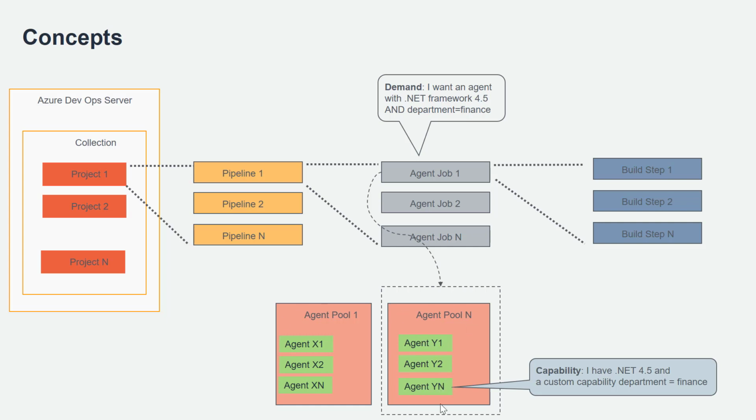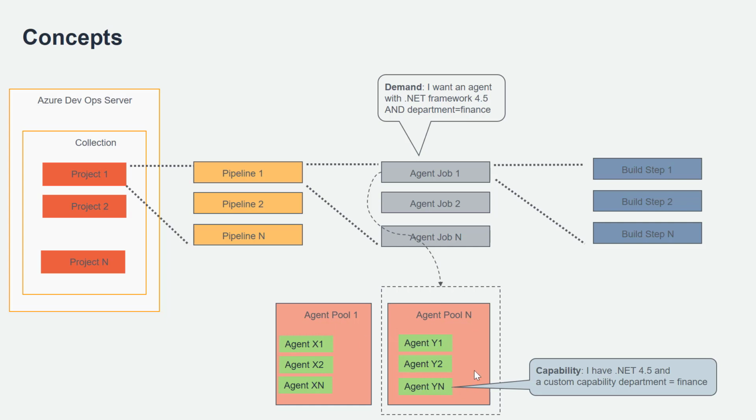These agent pools can also be used to target, for example, frameworks or operating systems. For example, agent pool 1 may be for building and have Linux operating systems running these agents.